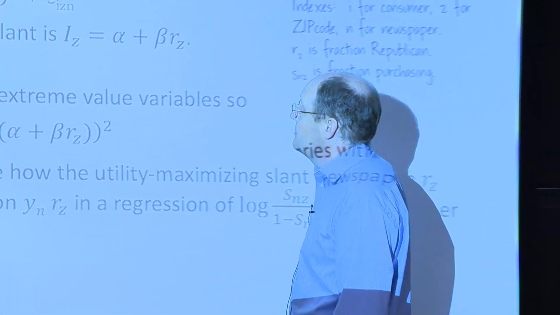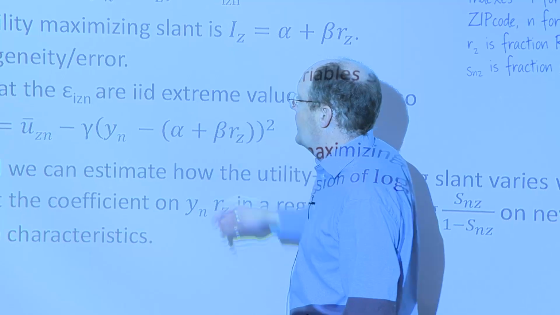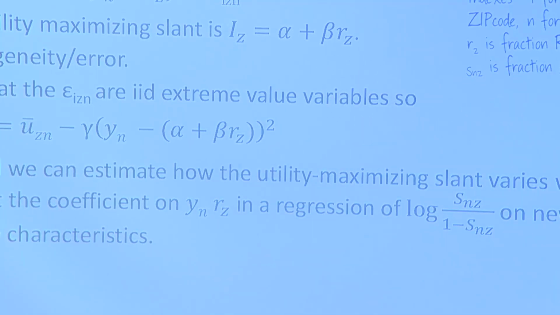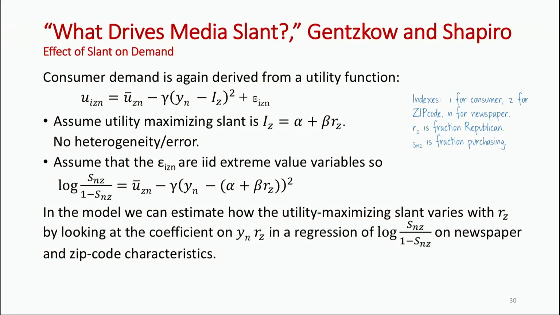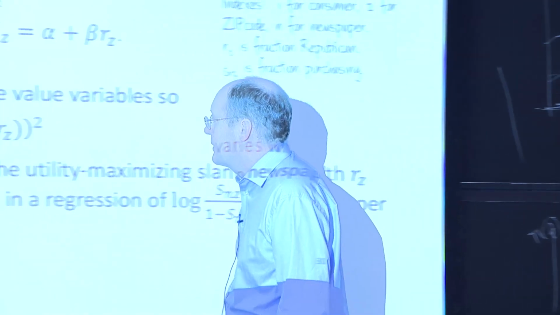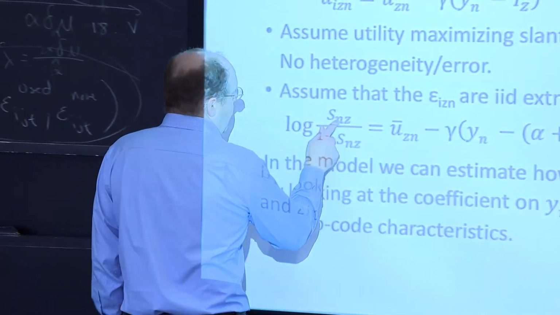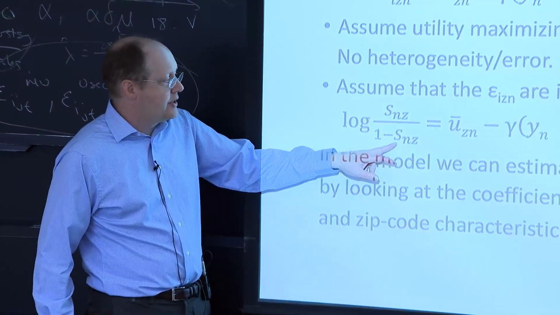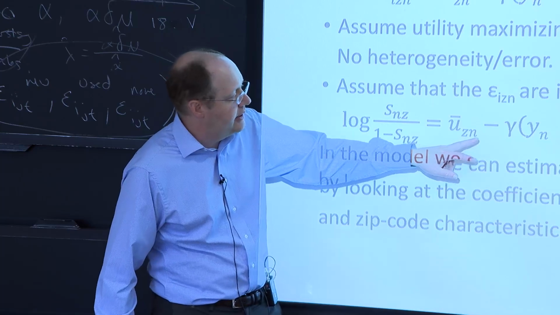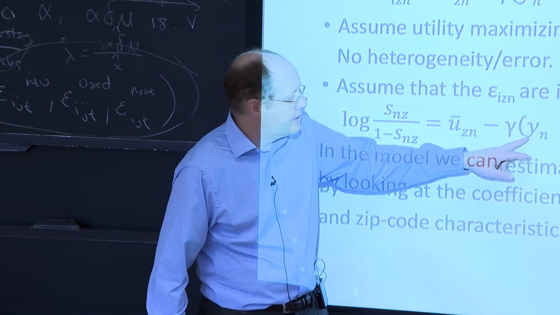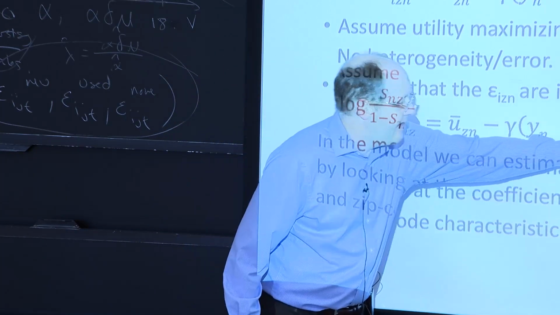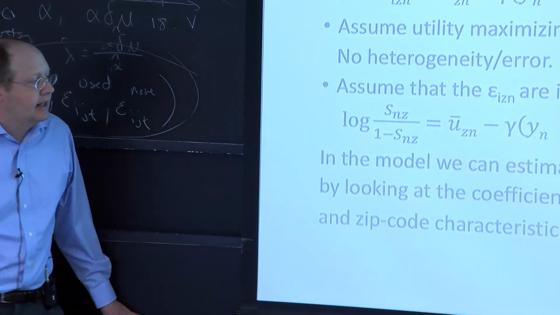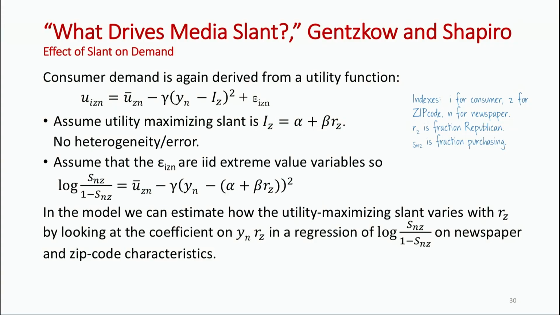Once again, they also assume that these epsilon_IZN are IID extreme value, and then they make this magical transformation from sales of the newspaper to utility of the purchasing consumers. And they get that the log of the market share of purchasers versus non-purchasers is the average utility minus gamma times the difference between the newspaper's slant and that linear function of the fraction Republican in the zip code.